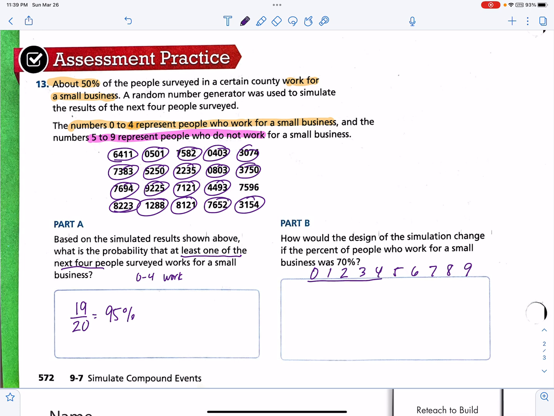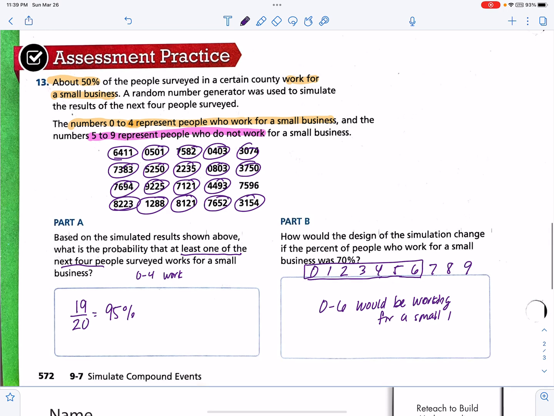If we changed it to 70% instead, 0 to 4 is 50%. So we would just do 2 more, 60, 70. And this would be our 70% instead. So how would the design of the simulation change? 0 through 6 would be working for a small biz. Okay, 7 to 9 would not.